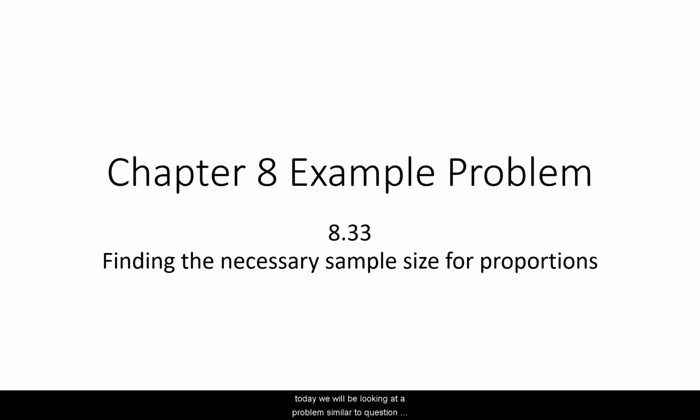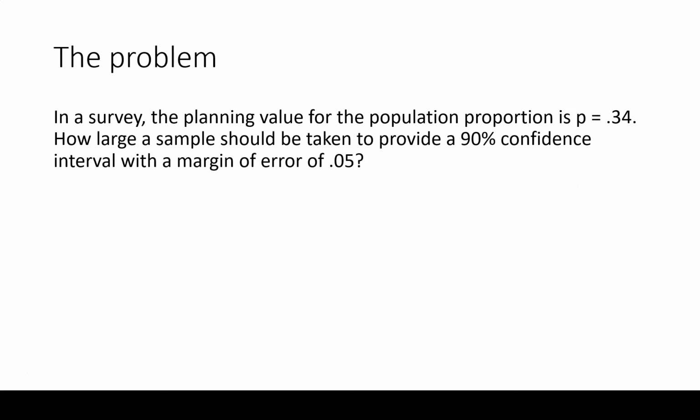Today we will be looking at a problem similar to question 33 in Chapter 8, finding the necessary sample size for proportions. The problem we will be looking at today is, in a survey, the planning value for the population proportion is p equals 0.34. How large a sample should be taken to provide a 90% confidence interval with a margin of error of 0.05?